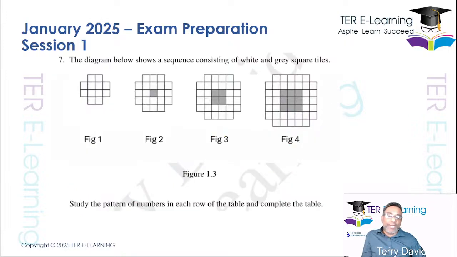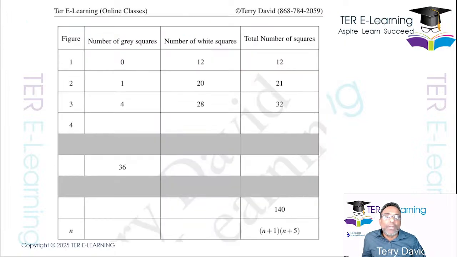Question 7 is always going to be a pattern question, or what CSEC calls an investigation question. The diagram below shows a sequence consisting of white and gray square tiles. We want to study the pattern of numbers in each row in the table and complete the table. We have figure number, number of gray squares, number of white squares, and total number of squares. Now figure 4 is drawn for us.